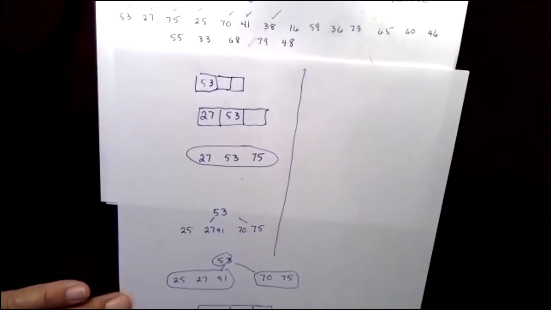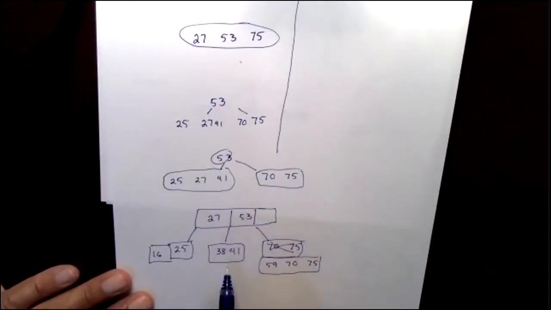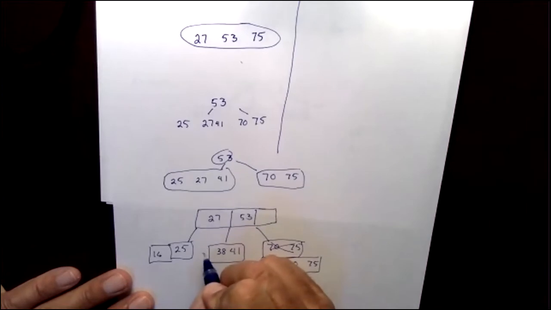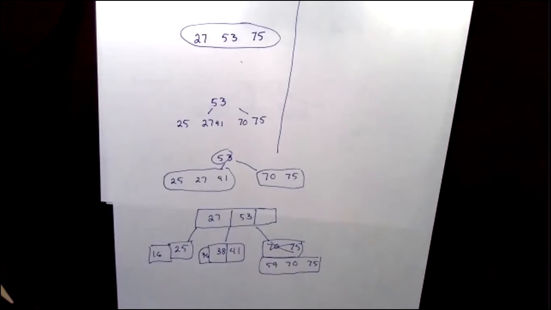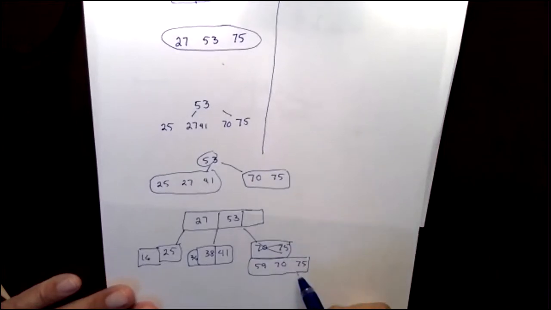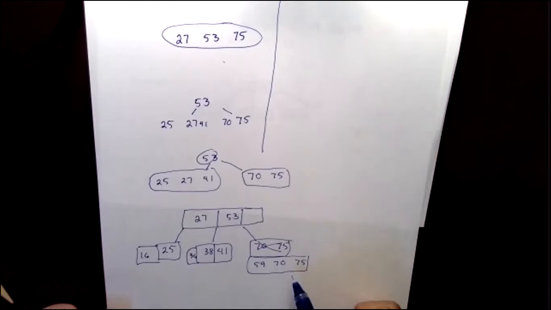The next numbers are 36 and then 73. Where will 36 go? Well, that's going to go in this node. 36. What did I say next? 73. 73 is greater than 53. It comes in here, and what's going to happen?